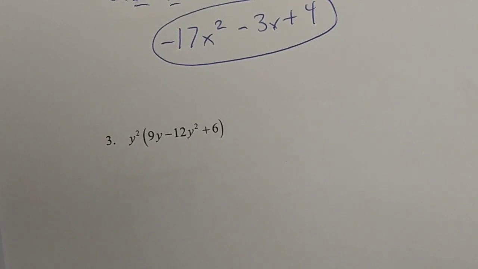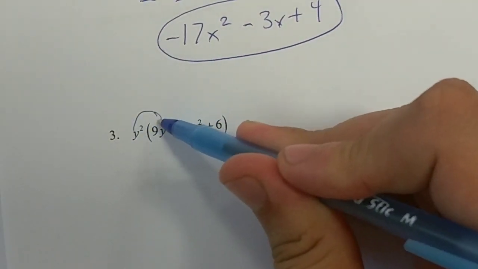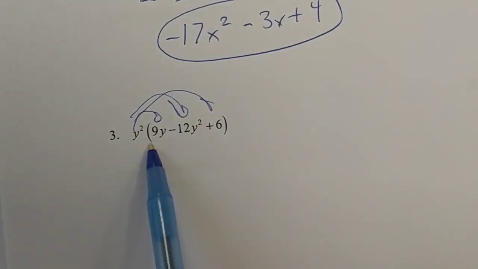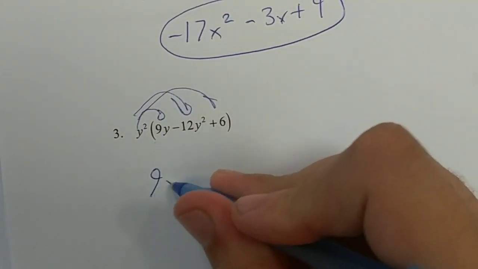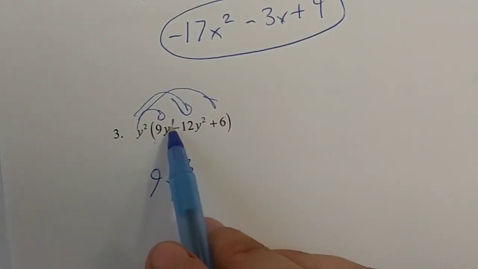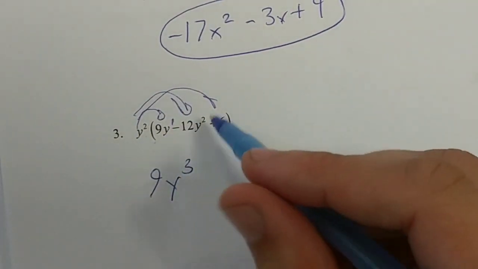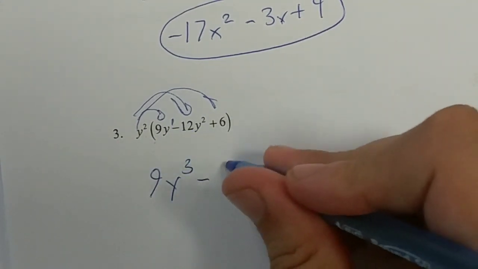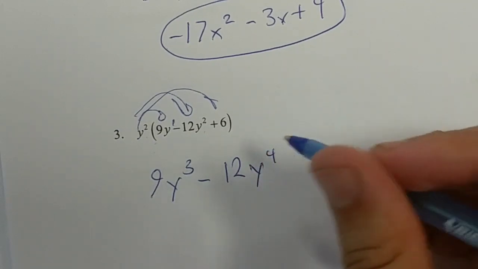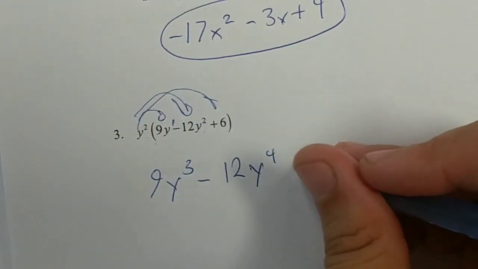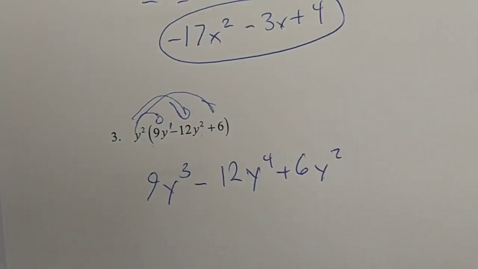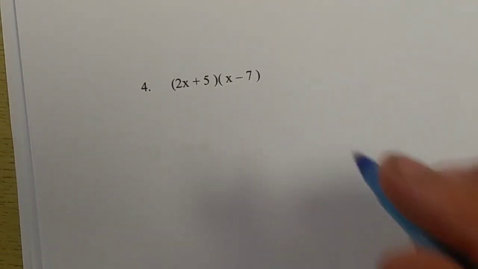Okay, next one, you gotta distribute to everybody. So y squared times 9y is going to be 9y cubed. Just like from our last test, 2 power times the 1 power equals the 3 power. Minus 12y squared times y squared is y to the 4th times 6y squared. Let's go to the next one.